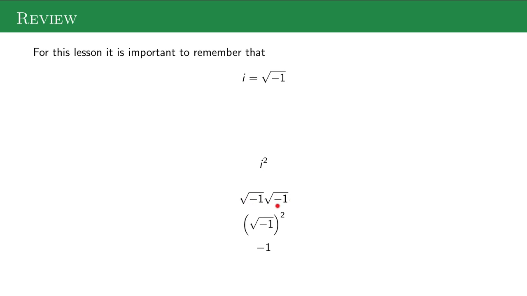If you multiply something by itself, that's the same thing as squaring it, and squares and square roots cancel, and I just get -1. So i squared is the same thing as -1. That'll be really important going forward.